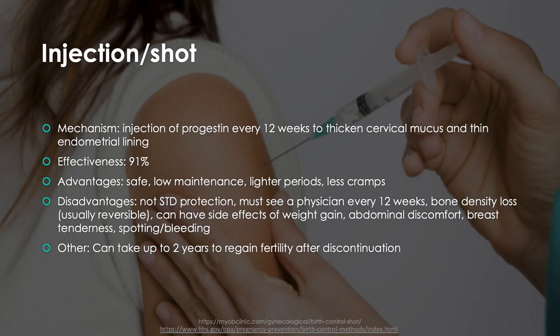Disadvantages include that it does not provide STD protection, needing to see a physician every 3 months, some reversible lowering of bone density, and side effects including weight gain, abdominal discomfort, breast tenderness, and some irregular spotting and bleeding. Something really important to note for patients that want to become pregnant within the next few years is that it can take up to 2 years to regain fertility after discontinuation of the shots.